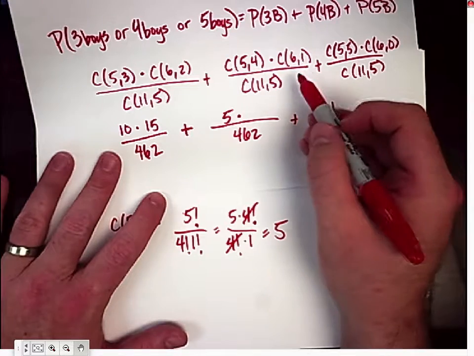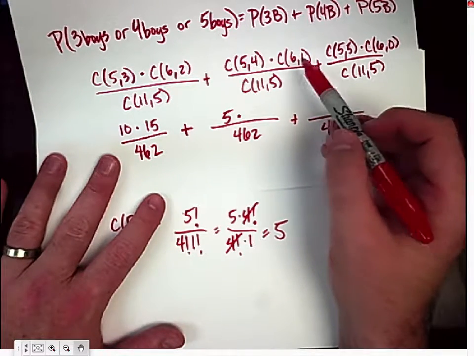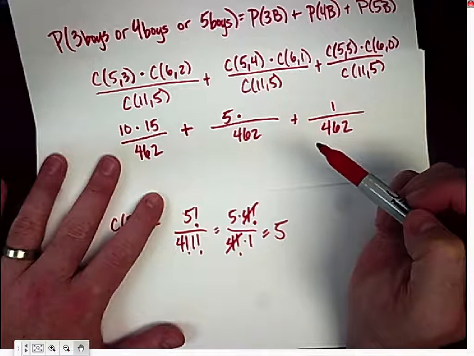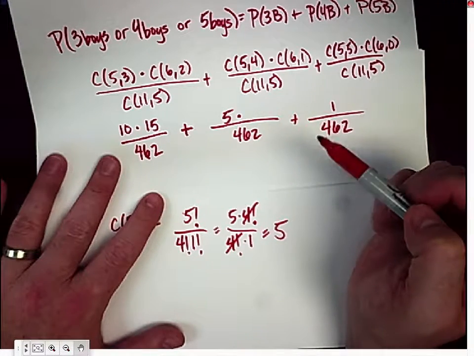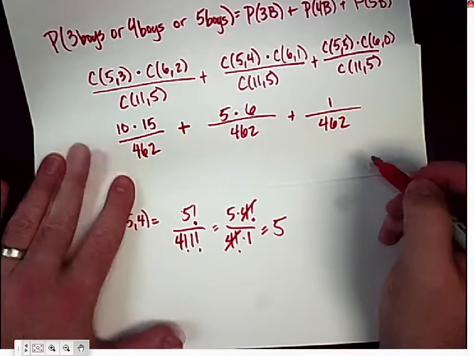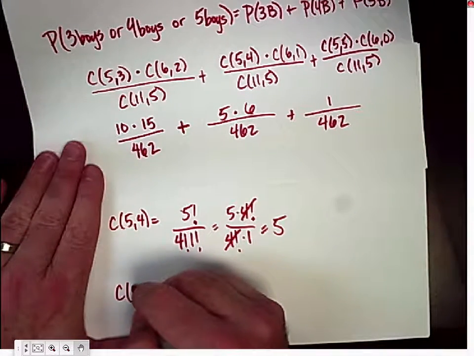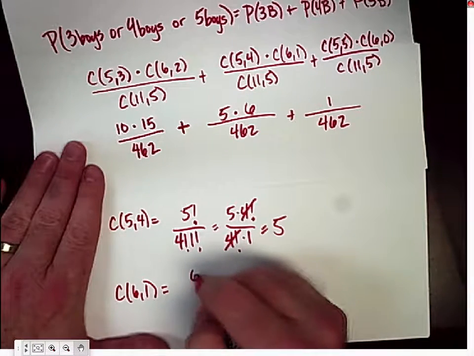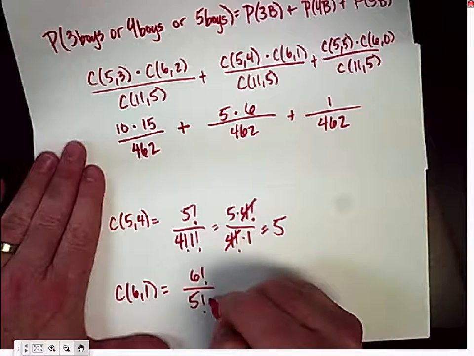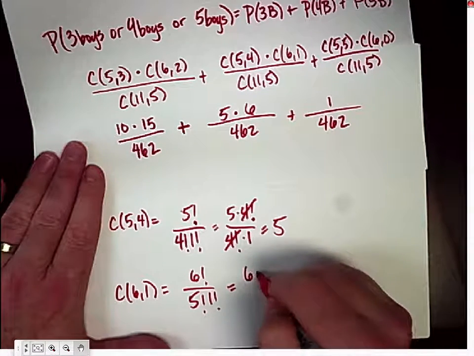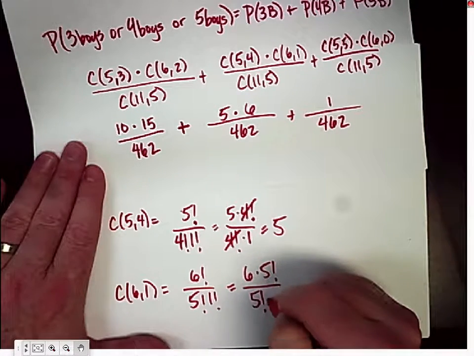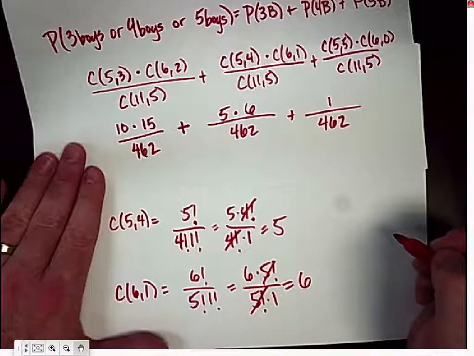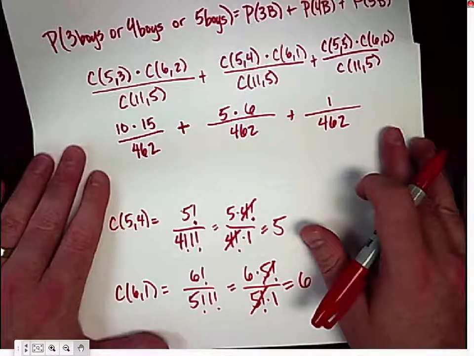All right. Use common sense here. If you have 6 girls to choose from, how many 1-person groups can you choose? 6. Now, if you get bogged down in the work and you forget that and you want to plug it into the formula, that's 6 factorial over 5 factorial times 1 factorial, which is 6 times 5 factorial over 5 factorial times 1, which is 6. Okay, but common sense helps.